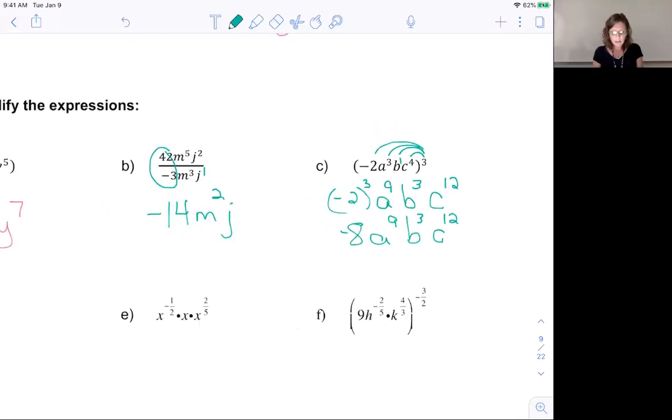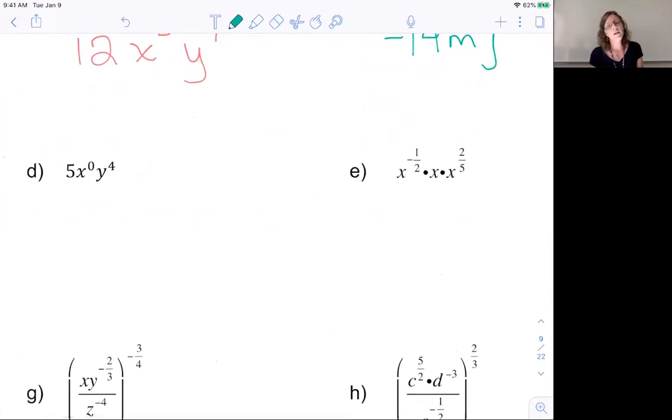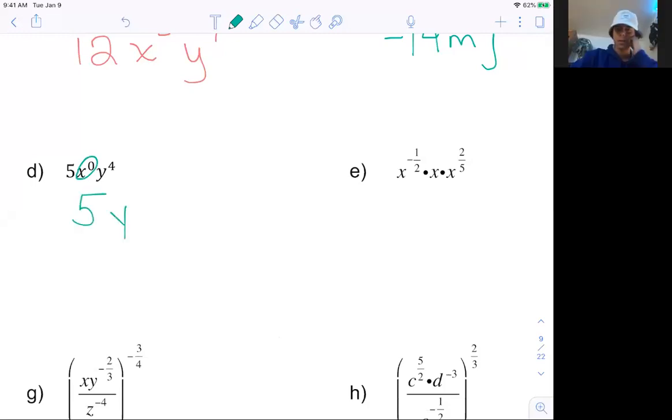And then the last one looks pretty straightforward because the others have fractions. We have 5x to the 0, y to the 4th. There is a property. Cole, what happens when you have anything to the 0 power? We don't have that listed above as a property, but it is a property. Isn't it just 1? Yeah, it's just 1. So what would this become, Cole? 5y to the 4th. Yep, that's it.